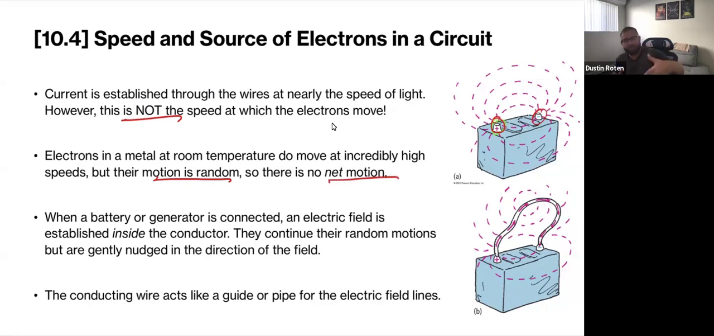But when a battery or generator is connected to this metal, when you connect those terminals, you instantly establish an electric field inside the conductor. So they continue their random motions, right? They're still bouncing around, but they're sort of nudged in one direction. They're sort of slowly nudged toward the positive.